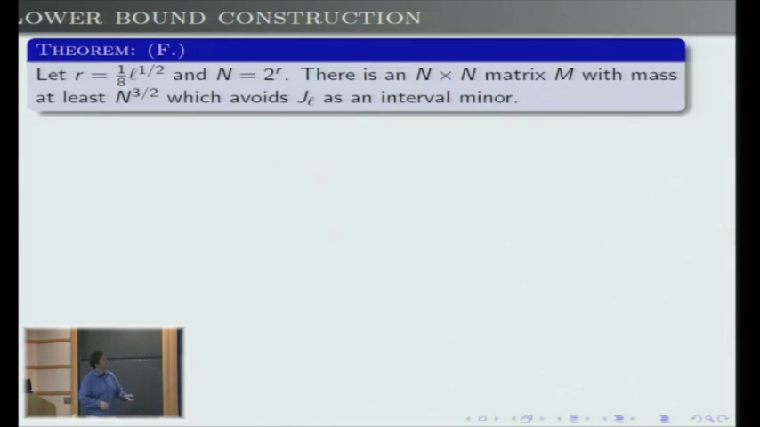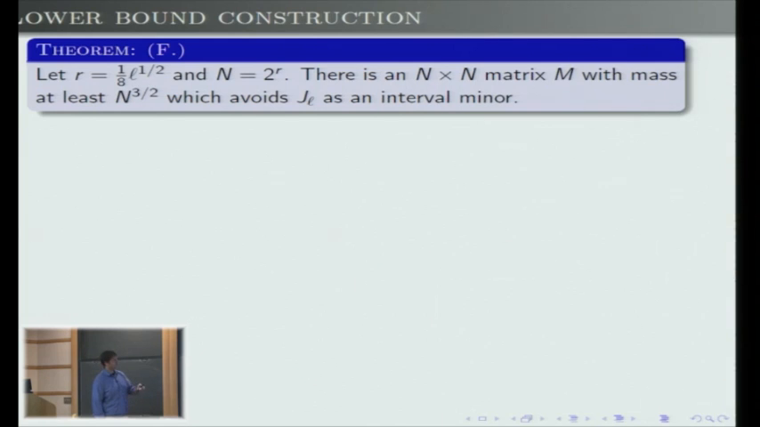Okay. So what's the key lemma? We'll call it a theorem here. Let n be exponential in the square root of L. There's going to be an n by n matrix M with mass at least n to the 3 halves, which avoids JL as an interval minor. This is going to be the key lemma. And from this, it'll be very easy to deduce the lower bounds that we're looking for.